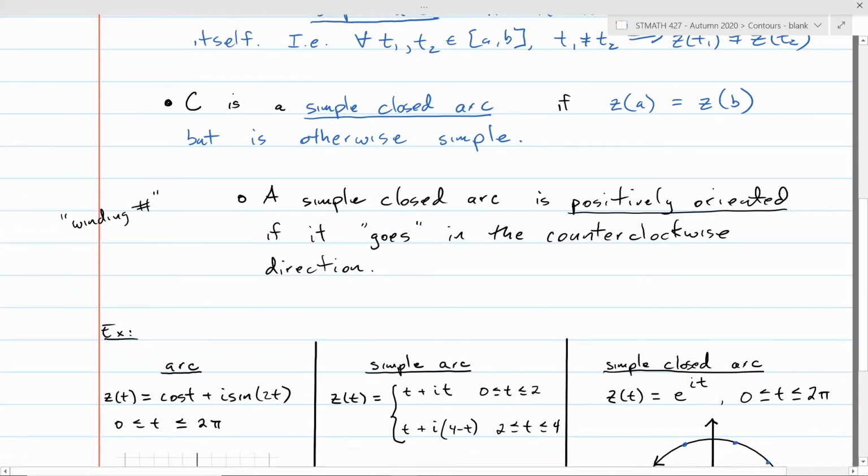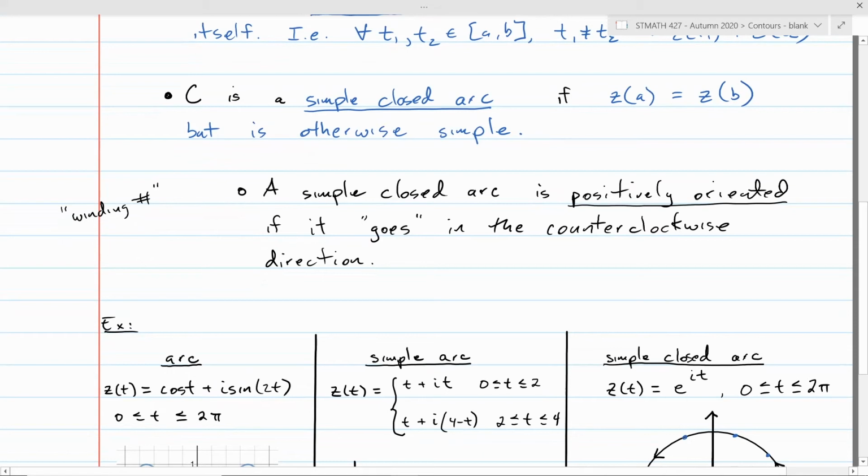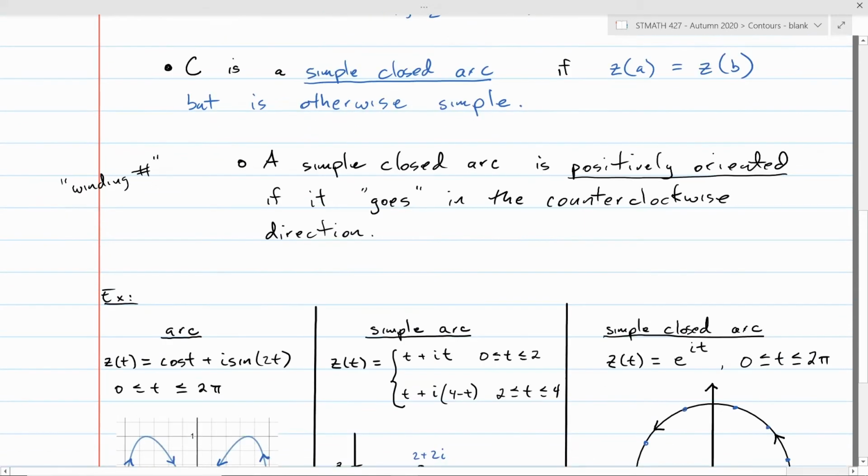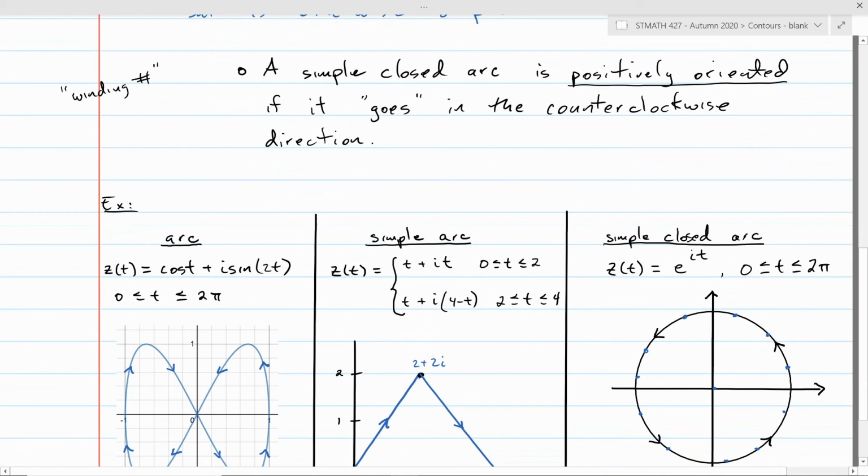But for now, just intuitively speaking, a circle is an example of a simple closed arc. And when you think about tracing the values of the points as t increases, it can either be going counterclockwise or clockwise. And so if it's going counterclockwise, we consider that the positive direction.